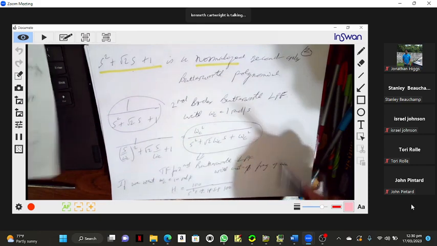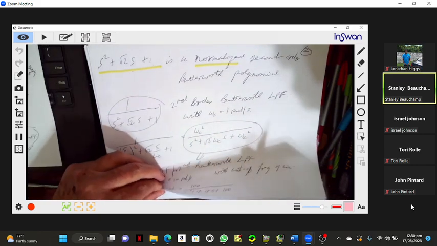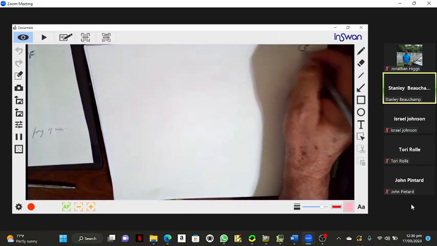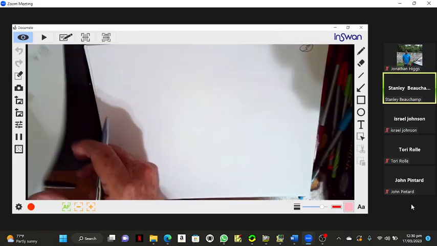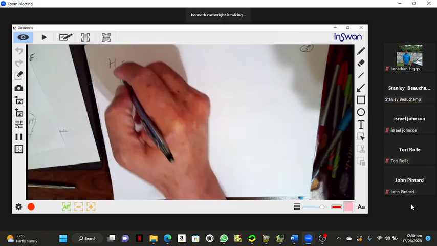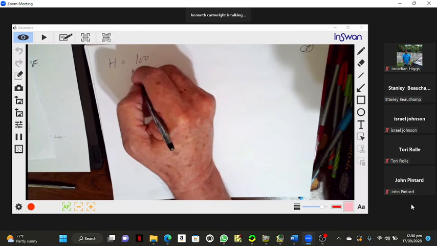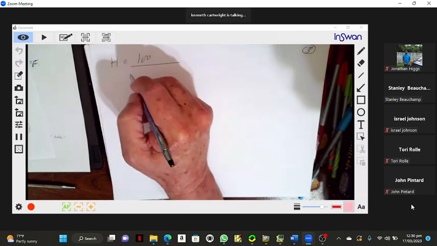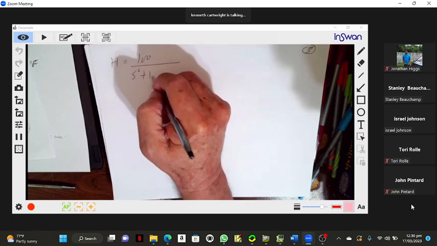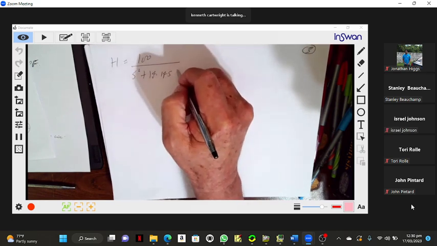All right. So I'm going to page 3. H equals 100 over s squared plus 14.14 s plus 100.